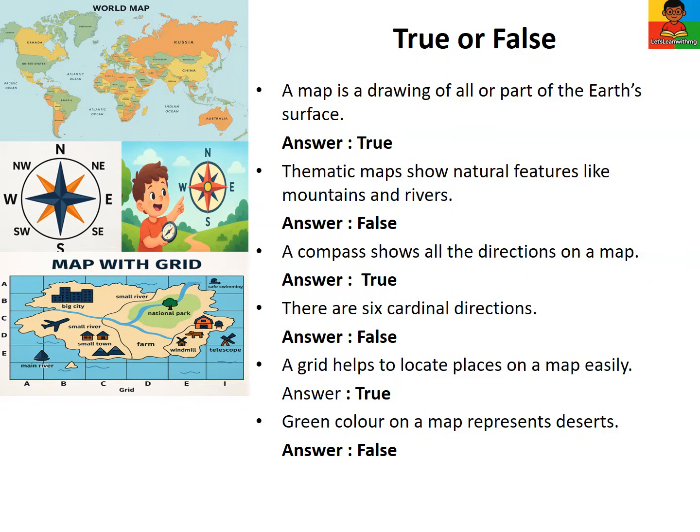Let's try some true or false questions. A map is a drawing of all or part of the Earth's surface. True. Thematic maps show natural features like mountains and rivers. False. A compass shows all the directions on a map. True. There are 6 cardinal directions. False. A grid helps to locate places on a map easily. True. Green color on a map represents deserts. False.